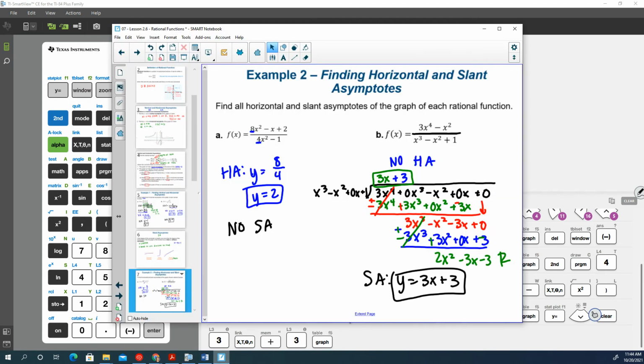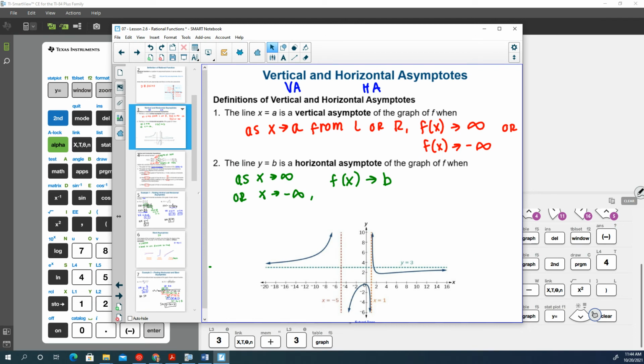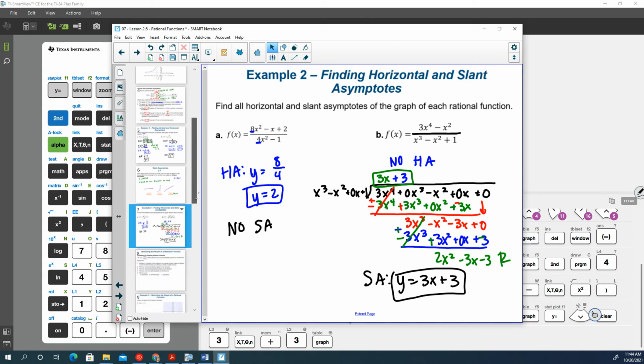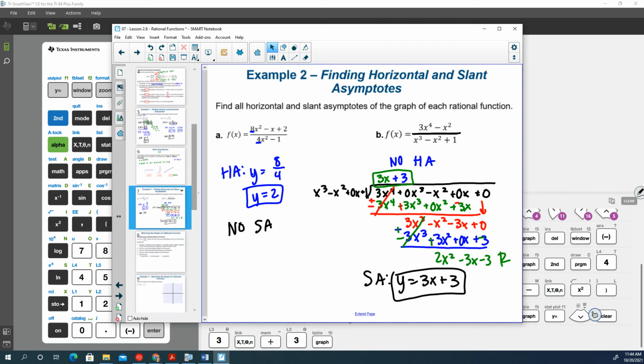Were there any slant asymptotes on that one picture I gave you? No. Bummer. Do you have a question, or you were saying how cool that was? No, I was saying how hungry I am.